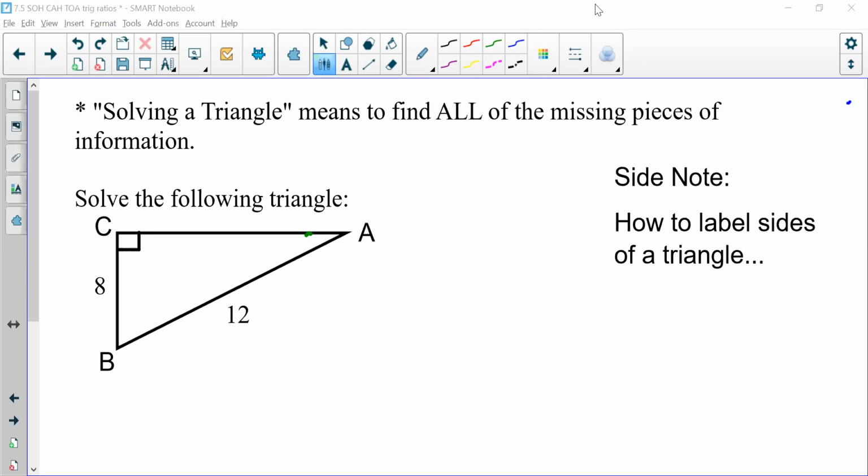So in this triangle, you can see I know angle C is a 90-degree angle. I know from C to B is 8, and I know from A to B is 12. So I don't know two angles. I don't know angle A and angle B, and I don't know the length of side AC. So I have 3 things given and 3 things missing, and I have to find everything that's missing.